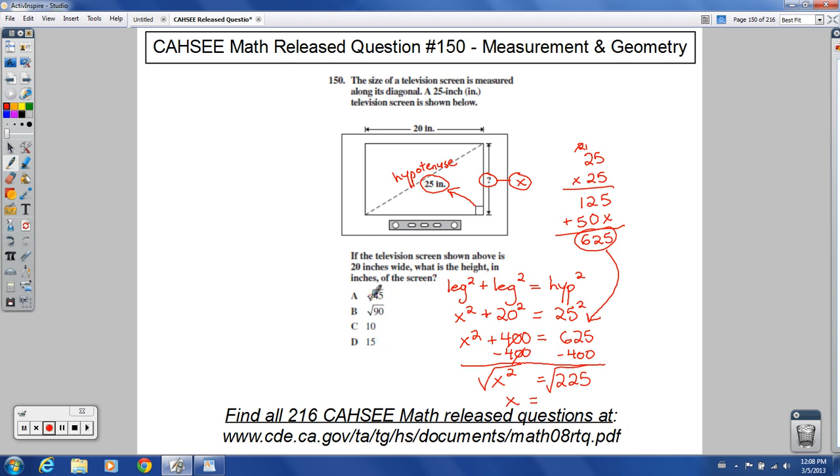You have just these 4 choices to choose from. 15 times 15, however, is 225. So if you tried that, you would get that. This would be 15 inches right here. That would be my units. Since the television was measured in inches, 15 inches, choice D for number 150.